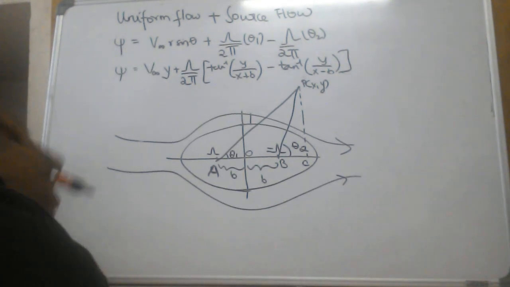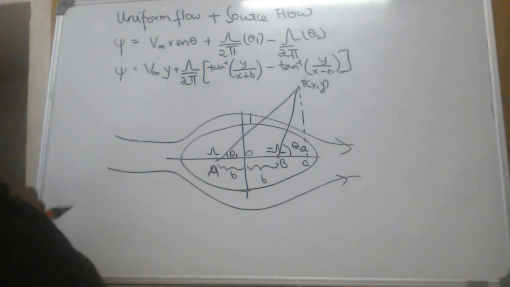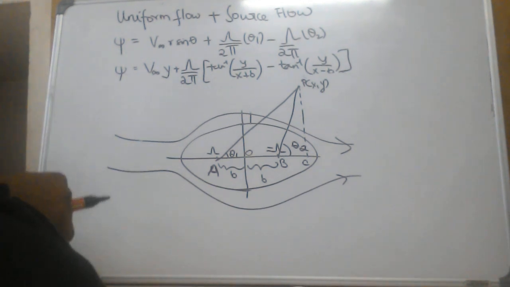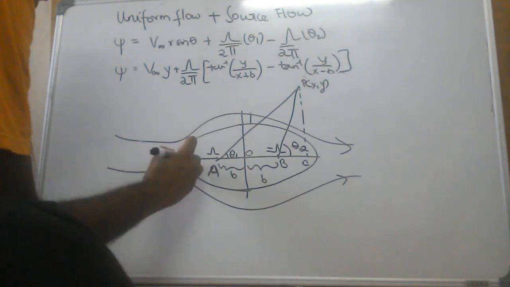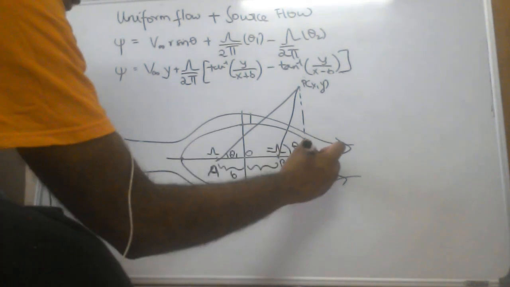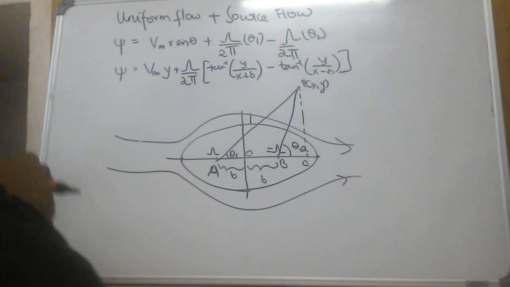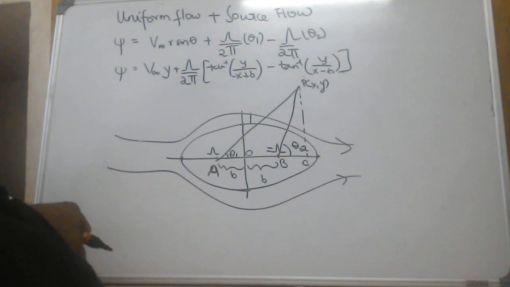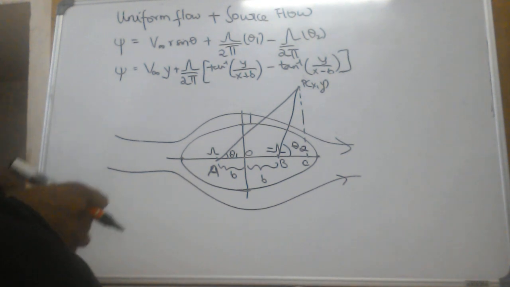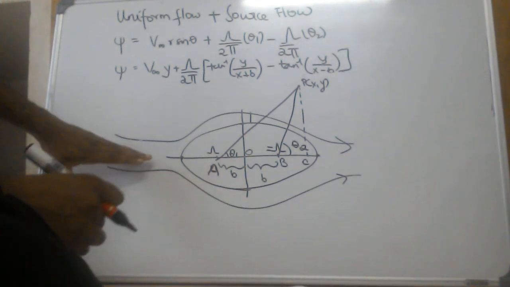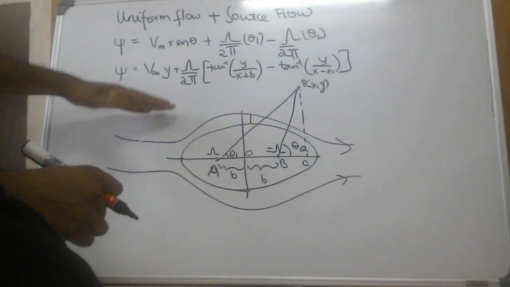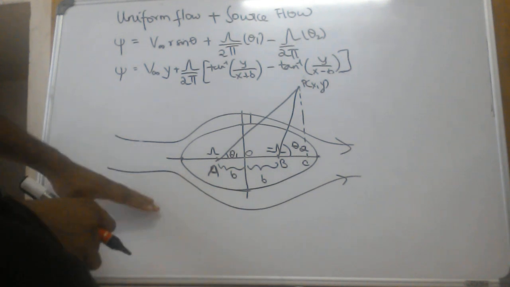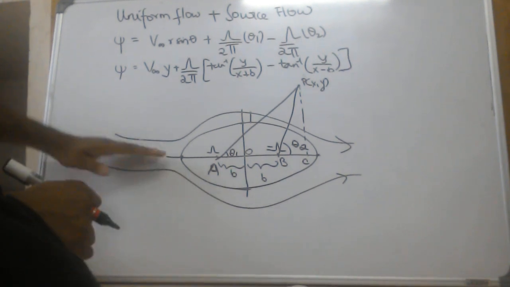Now, what is very important in a flow like this is we need to identify what these points are. These points are typically called the stagnation points. Stagnation points are points where the velocities go to zero. Now, from the symmetry of the problem, it's symmetric about the y-axis, right? It's symmetric about the x-axis, right?